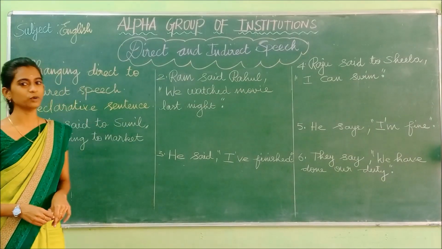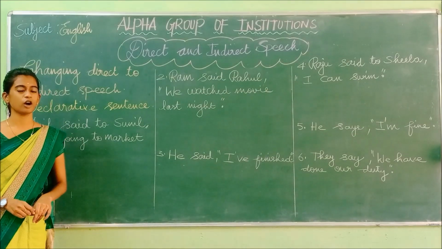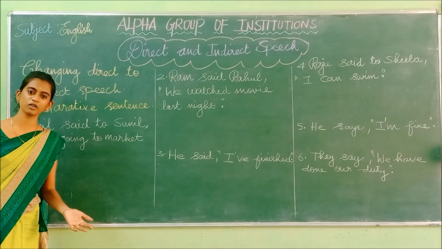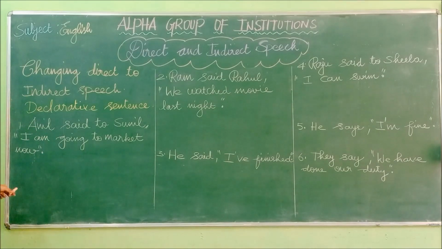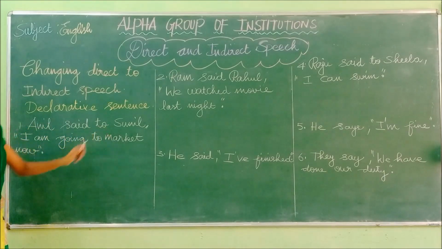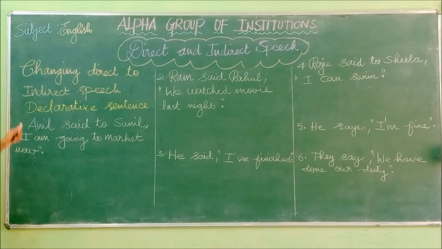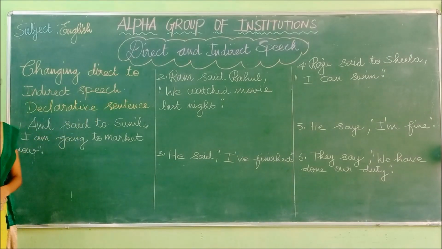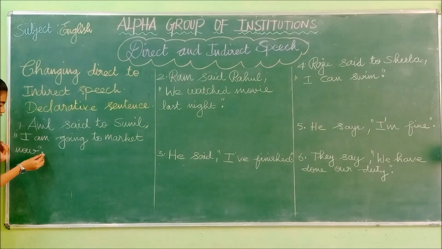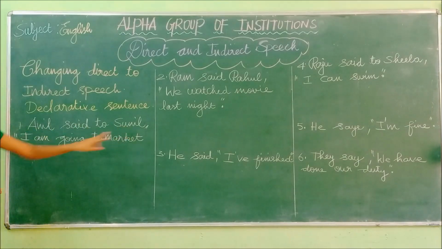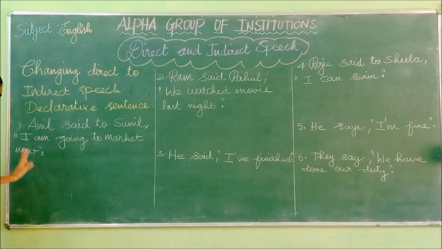Okay students, now we are going to see some exercises on how to change direct speech into indirect speech. I have written 6 sentences. Let us see one by one. So the first sentence, Anil said to Sunil, I am going to market now. These are declarative sentences. You can find the full stop at the end of the sentence.